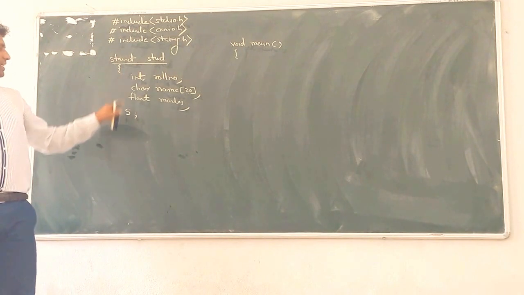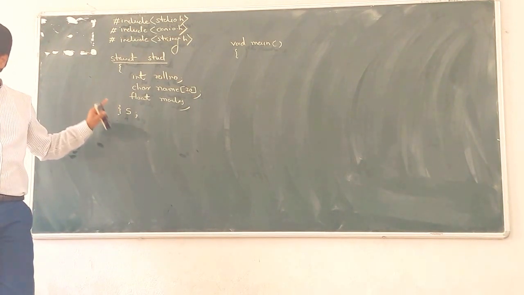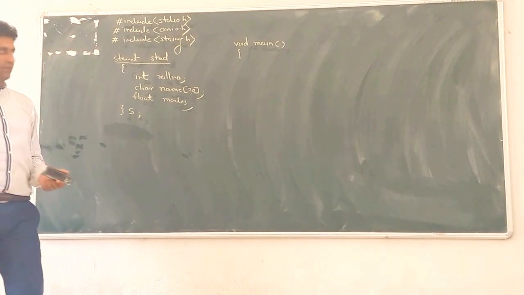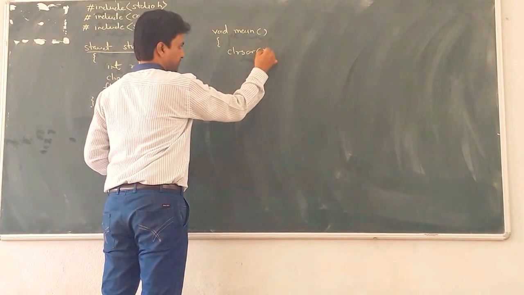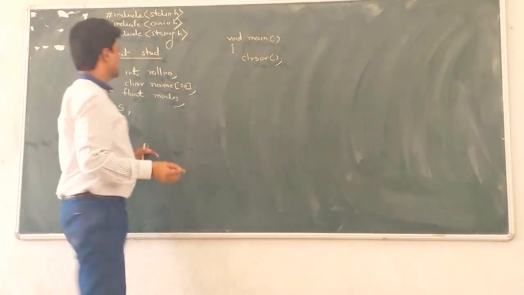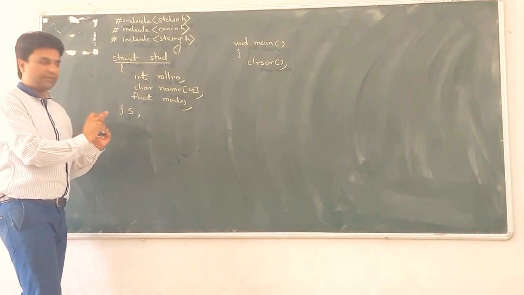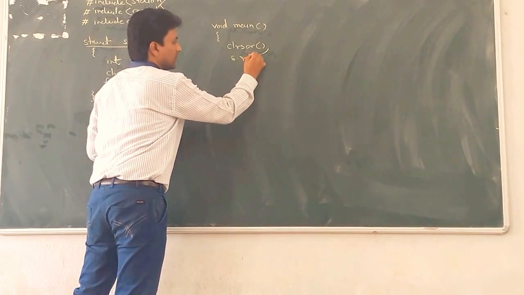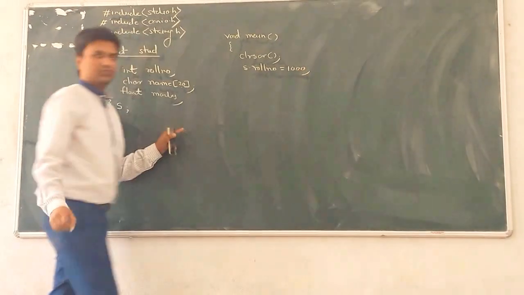Now initialize that structure variable. This is called declaration of a structure variable. S is a structure variable. It is only declared, not assigned values. So assign values in the main function. In the main function, clear screen. After that, how to assign? There are different ways. Using the dot operator, we can assign the value. S dot roll number is equal to 1000. This is the roll number of the first student.